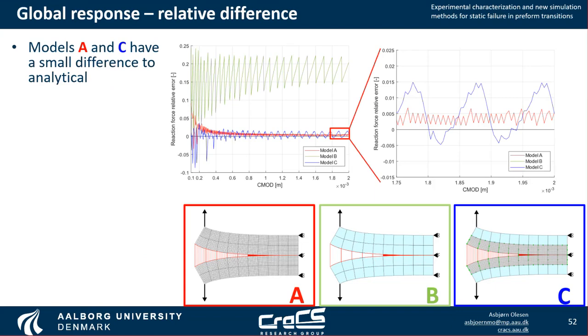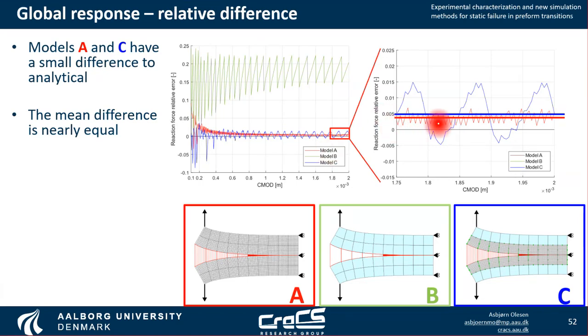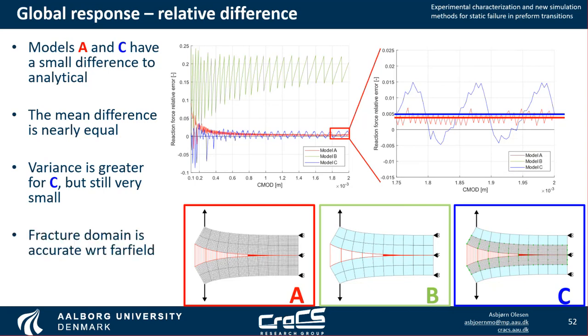The two other models have a smaller difference, and all three models here, the analytical, the finely discretized, and our fracture domain models, are basically in agreement. What we see is that the mean difference, the average difference, is nearly equal for these two models. So they are almost on top of each other in the difference to the analytical here. The variance that we see for our fracture domain model is a little bit greater, but it is still a fairly small difference. And what we take this to mean is that the fracture domains are actually accurate to the far-field response.